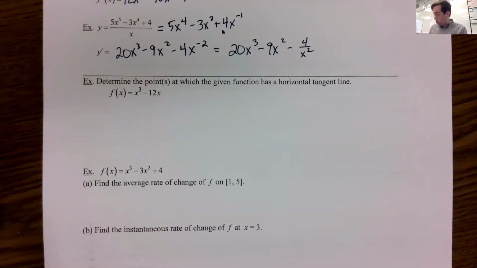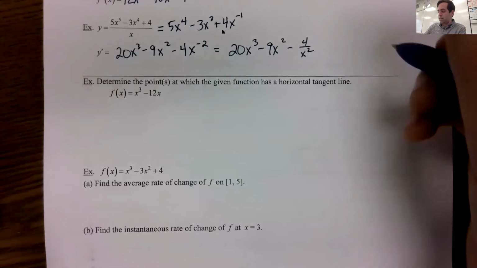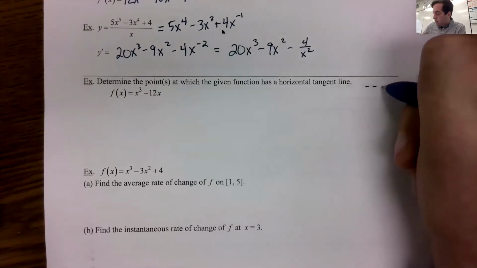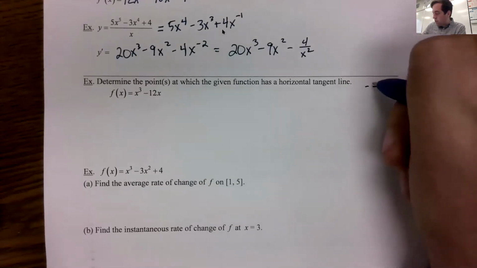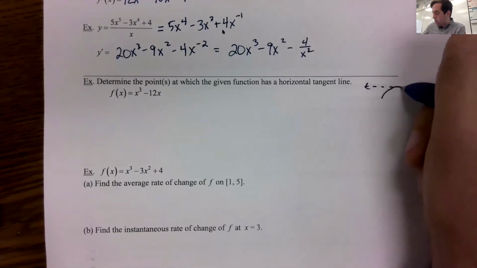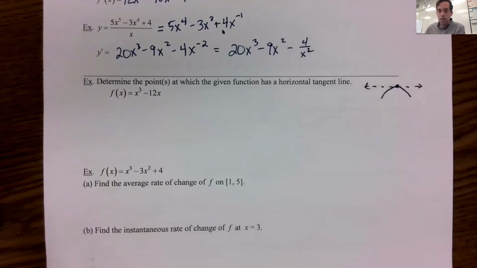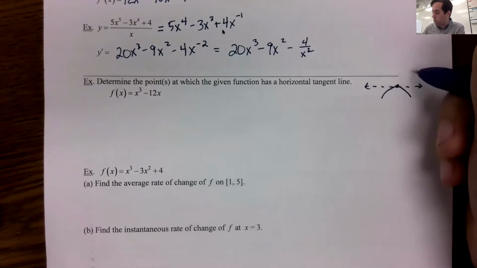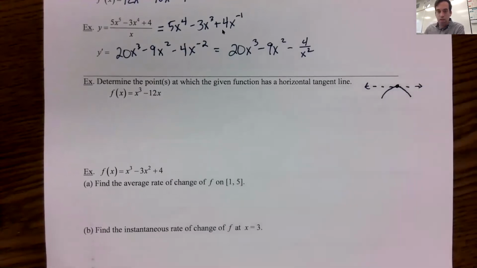So, horizontal tangent line. First of all, let's think about what that means. Horizontal, we know, is straight across like this. And if that's our tangent line, then it must be because of a maximum, or if it was above, it would be a minimum value, right? As long as this function is continuous.